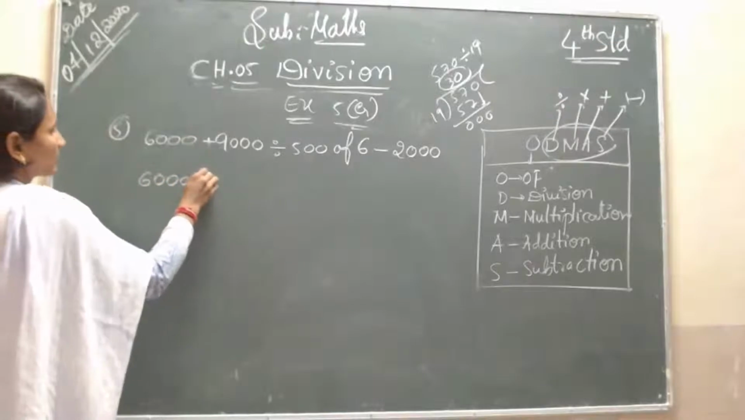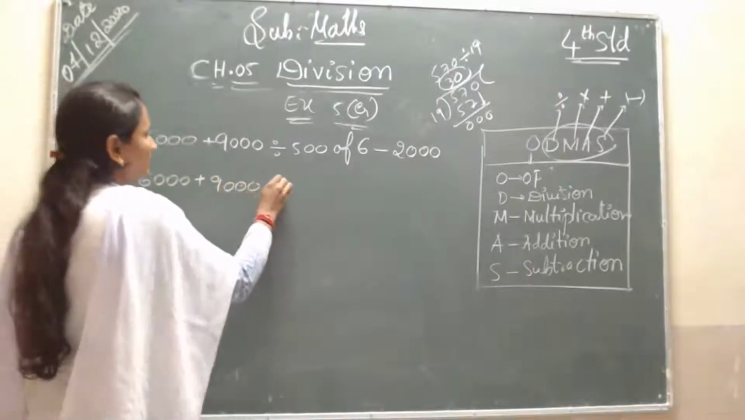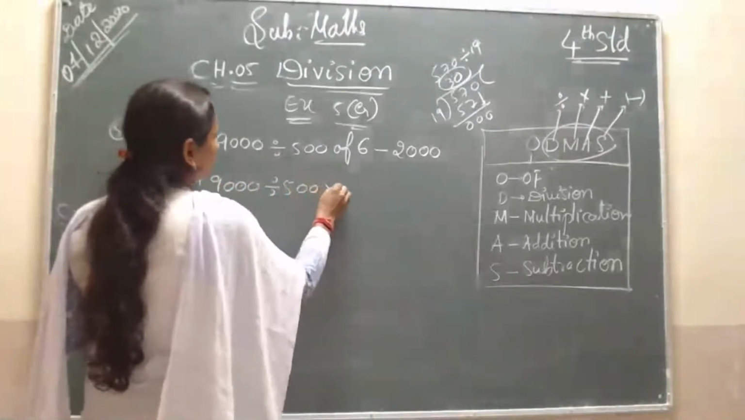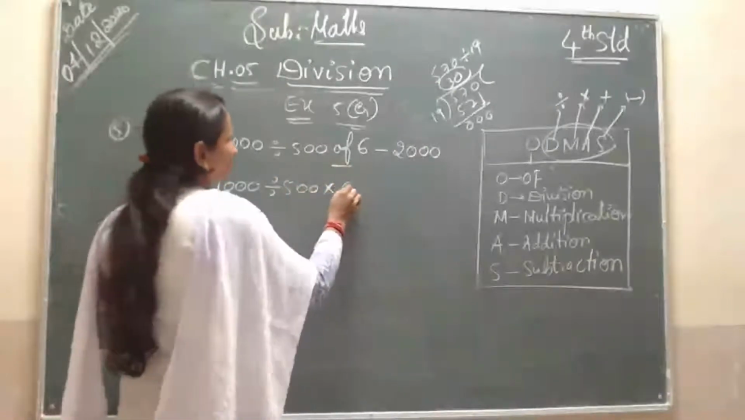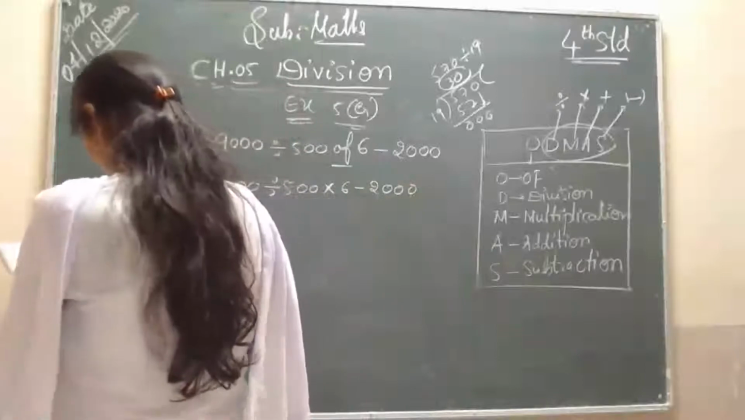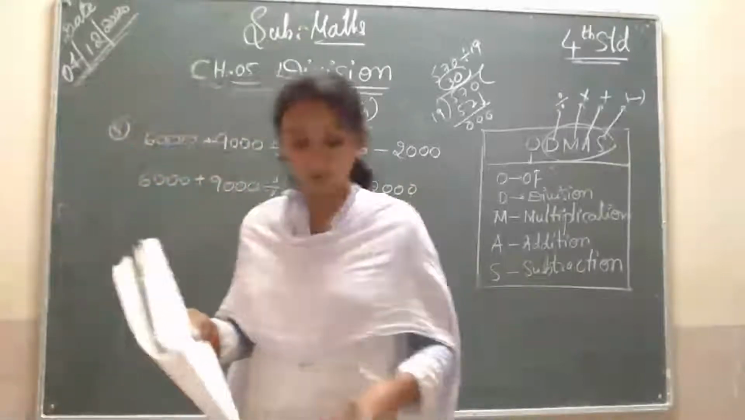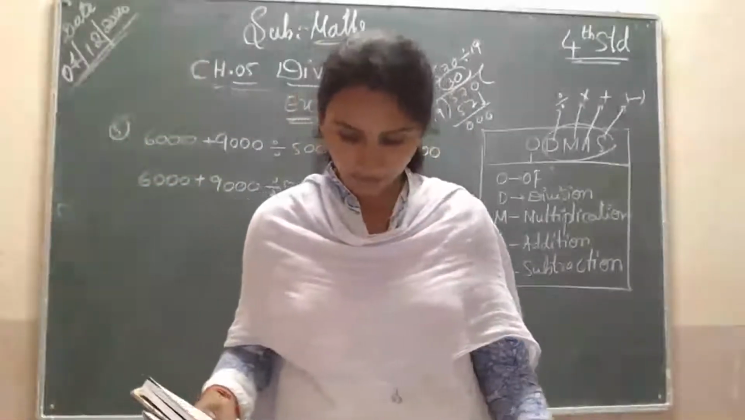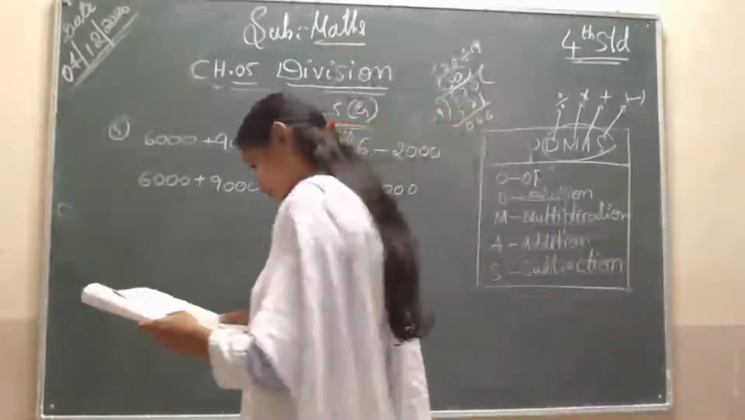Six thousand plus 9,000 divided by 500 into 6 minus 2,000. Sorry, 2,000. Yes, 2,000 students. Okay, so next question.